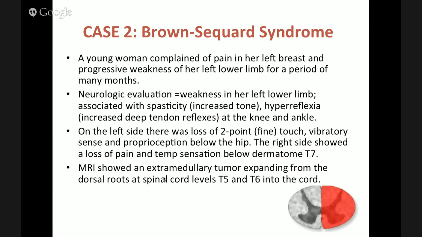On the left side, loss of two-point discrimination, vibration, and proprioception below the hip, and on the right side, a loss of pain and temperature below T7. The imaging showed an extramedullary tumor expanding from dorsal roots at the spinal cord levels of T5 and T6 that were expanding into the cord itself and compressing the cord.